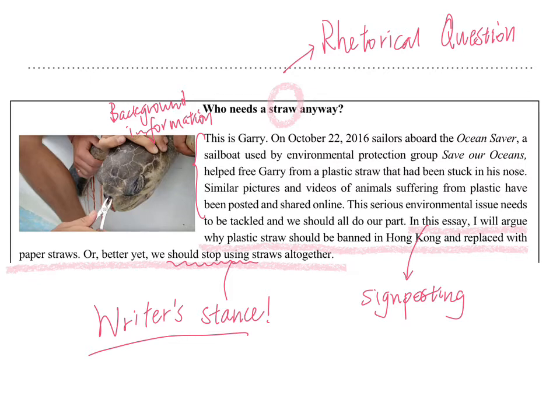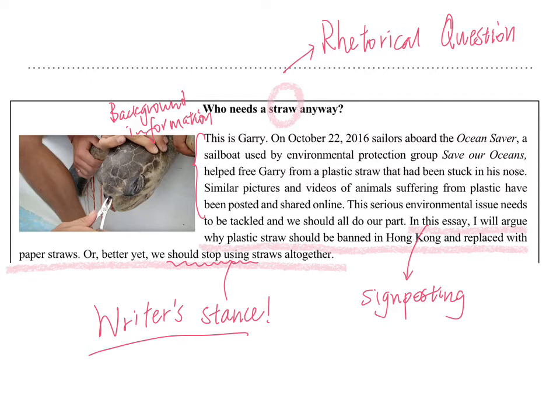Now when we read the introduction paragraph, we see the background information about these environmental issues. With the picture on the left-hand side, this illustration shows that Gary the tortoise is suffering from humans' behavior, which is throwing plastic straws into the ocean. After the background information, we can see one signposting as well as the writer's stance. "In this essay, I will argue why plastic straws should be banned in Hong Kong and replaced with paper straws. Or better yet, we should stop using straws altogether." So we can see the writer's strong stance of abandoning the use of straws in order to save the environment and to protect the sea animals.